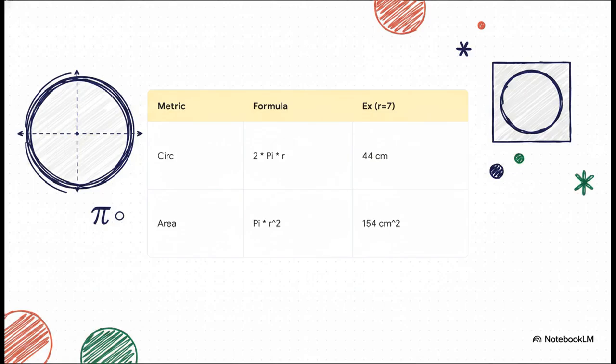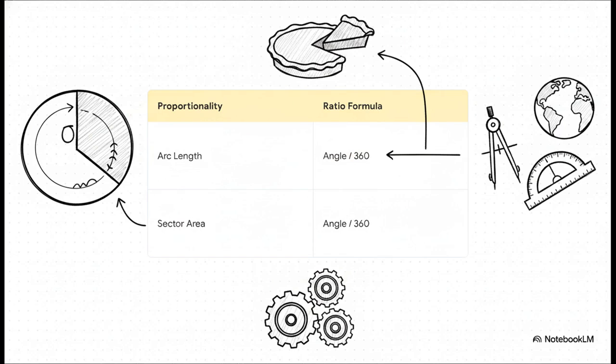If we have a radius of 7 centimeters and use 22/7 for pi, our circumference perfectly calculates out to 44 centimeters. Now for the area, squaring that 7 and multiplying by pi gives us exactly 154 square centimeters. But what if you don't need the whole circle? What if you literally only need a piece of the pie?